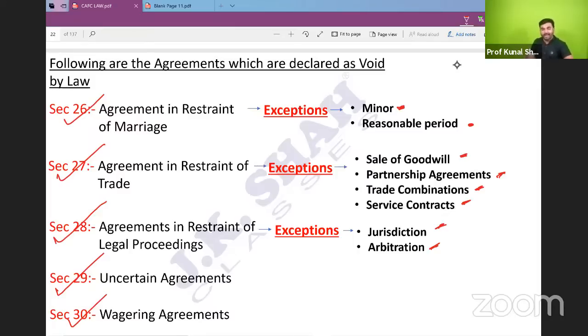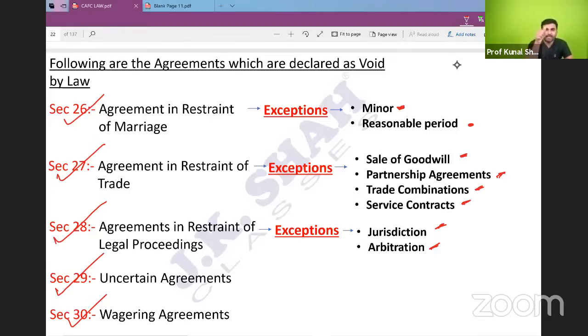So if the principal and agent have come together and agreed that let us not go to the court and let us settle the matter through arbitration, law says it is allowed. Generally, if you are stopping a person from going for court activities, it is not allowed. But in case of jurisdiction and in case of arbitration, it is allowed.